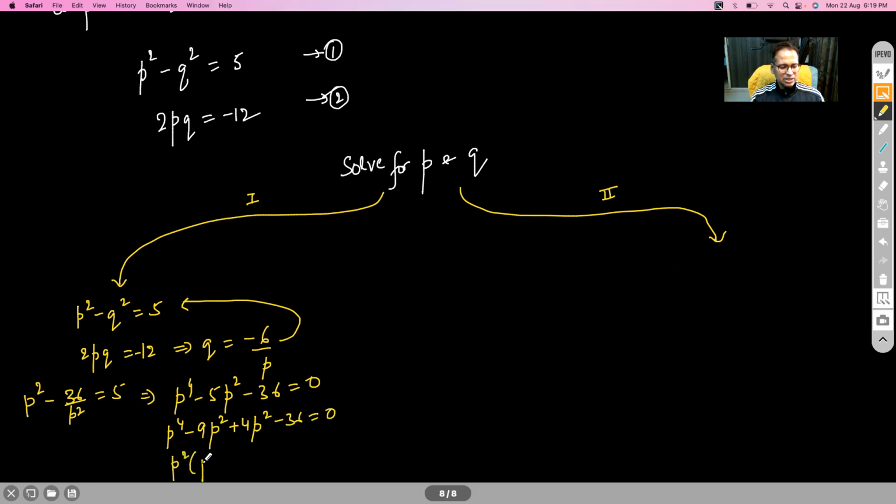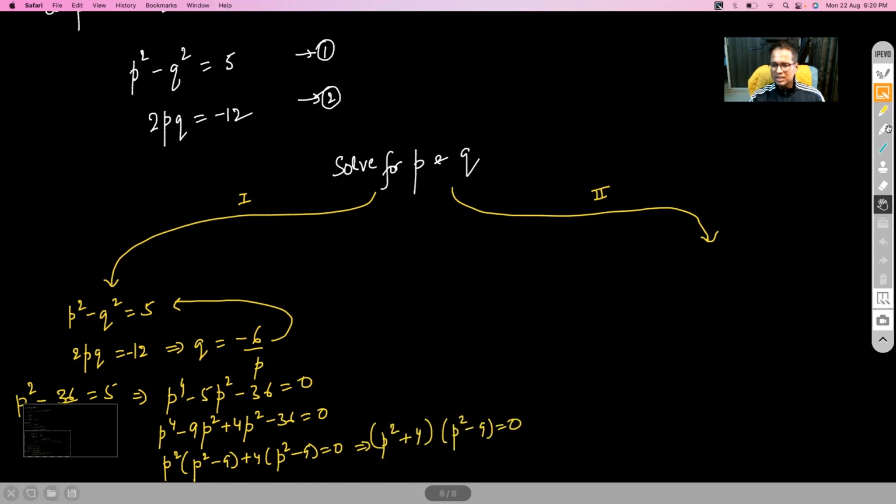Take p square common and this is going to be factorized. So it will give you p square plus 4 times p square minus 9 equal to 0. Correct? So this cannot be 0 ever because p is a real number, square of a real number is greater than or equal to 0. And if you add a 4, it will be greater than or equal to 4. So this guy can never be 0. That means if the product of these two is 0, p square minus 9 only can be 0.